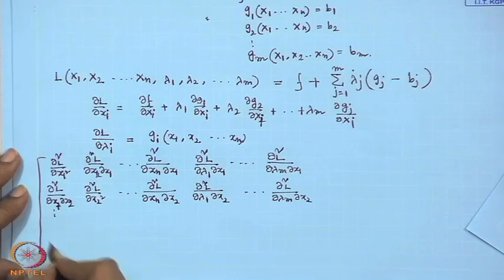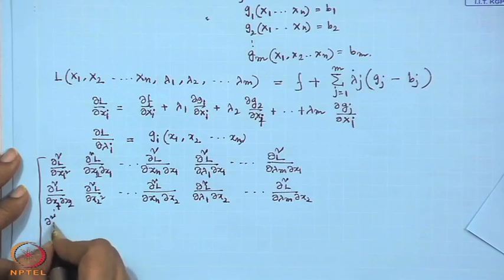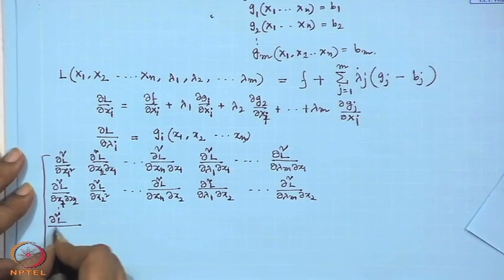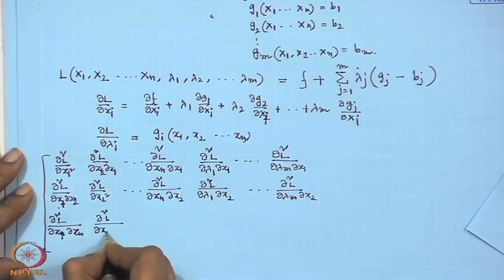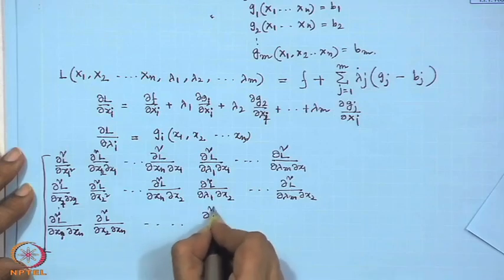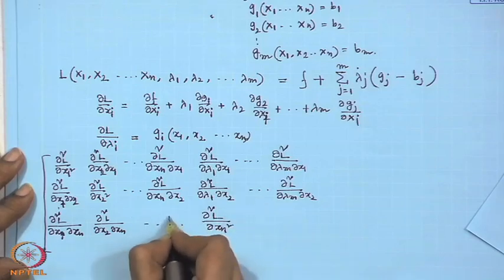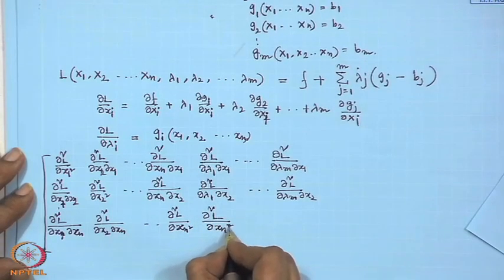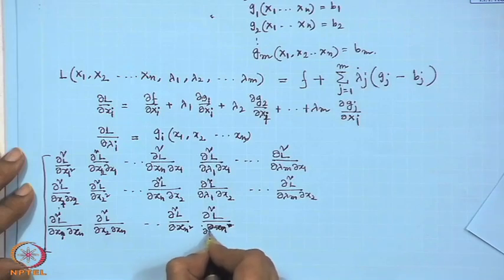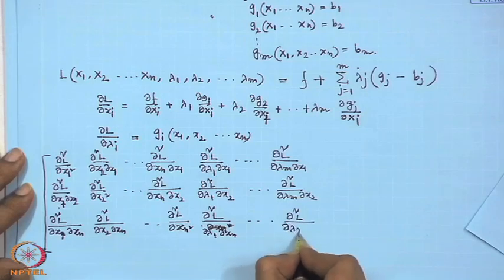In this way, the nth row would be del 2L by del x1 del xn, del 2L by del x2 del xn, and so on, and the last term here would be del 2L by del xn square, I am sorry, here it is del xn square, and then del 2L by del lambda 1 del xn, up to del 2L by del lambda m del xn.